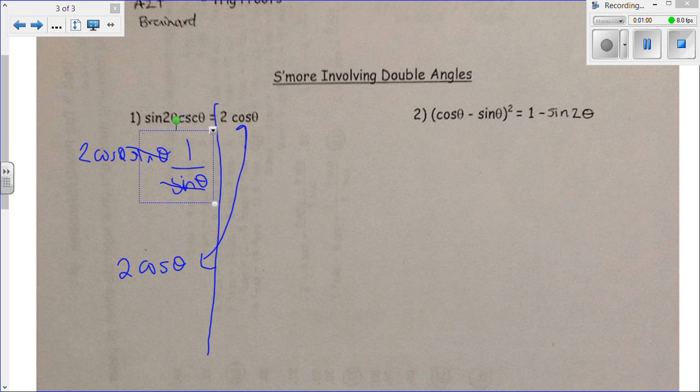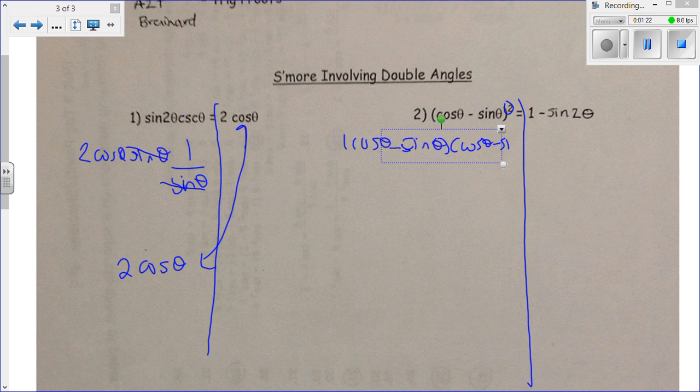For number 2, cosine theta minus sine theta squared equals 1 minus sine 2 theta. Well, that means write it twice. So cosine theta minus sine theta times cosine theta minus sine theta. I'm going to need a FOIL, so cosine times cosine is cosine squared theta. Cosine times negative sine is negative sine theta cosine theta. And then I'll have another negative sine theta cosine theta plus sine squared theta, because sine theta times sine theta is sine squared theta.